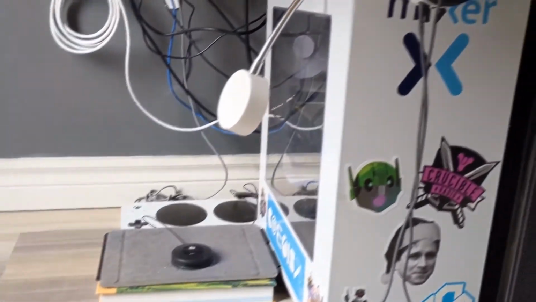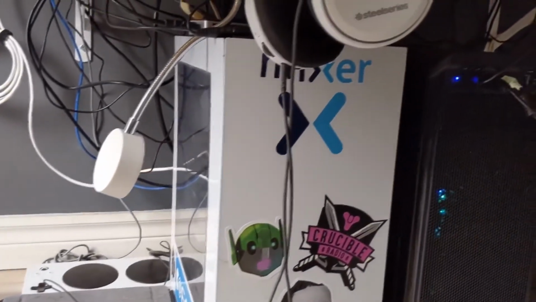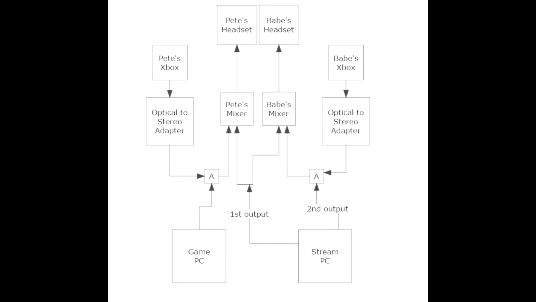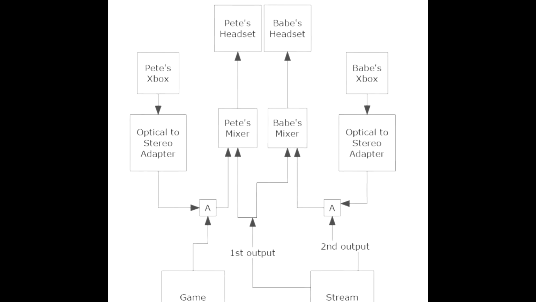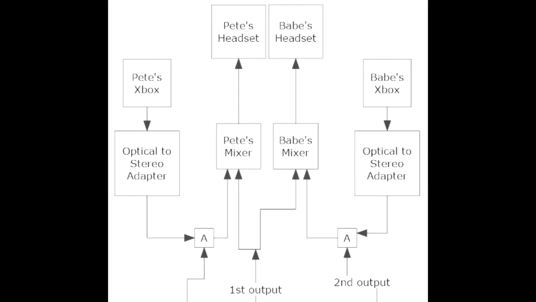We do this by using a combination of mixers, adapters, and software that we're going to show you in this video. First, let's take a look at this awesome diagram that Pete put together that shows how the audio gets from its sources to our headsets. Starting at our Xboxes, you can see that we use the optical output from the Xbox to go into an adapter that allows us to plug a 3.5mm cable into our mixer for Xbox audio.